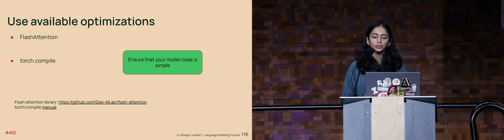Another thing that you should do is to use optimizations available such as Flash Attention, which has optimized implementations for attention, and Torch Compile, which compiles the Torch modules and functions into optimized kernels. For Torch Compile, ensure that your model is implemented as simply as possible and such that there are no graph breaks. This may not be a problem because Torch Compile is constantly improving. That said, there is a document linked which is like a manual for working with Torch Compile.